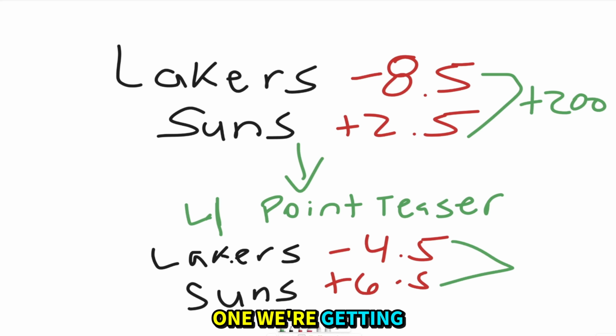But for this one, we're getting more favorable lines, but the odds might be around plus 100, give or take, maybe a little bit worse, maybe a little better. It's just going to depend on what the odds are for those legs.